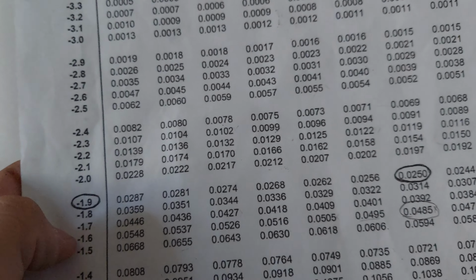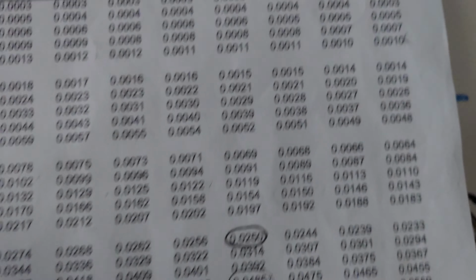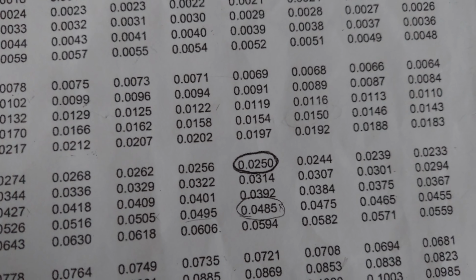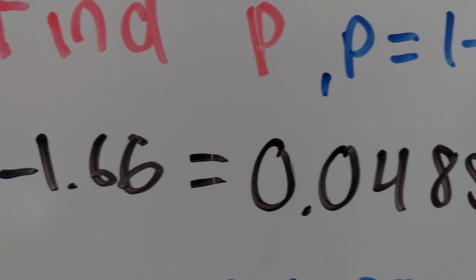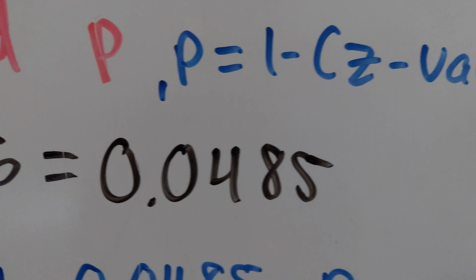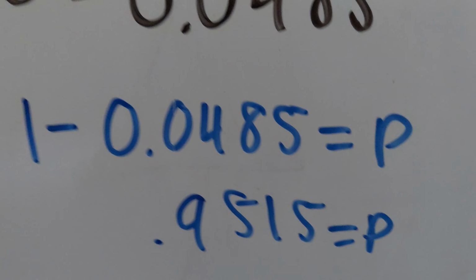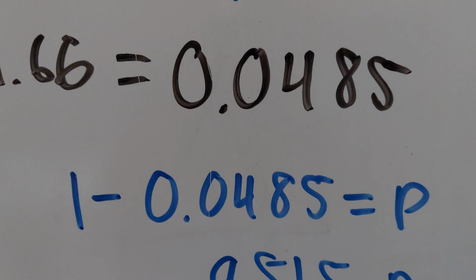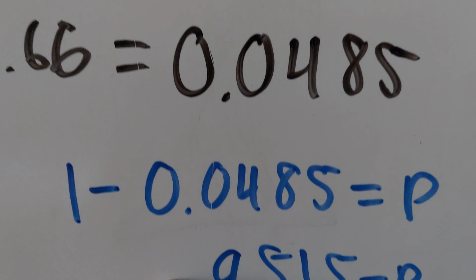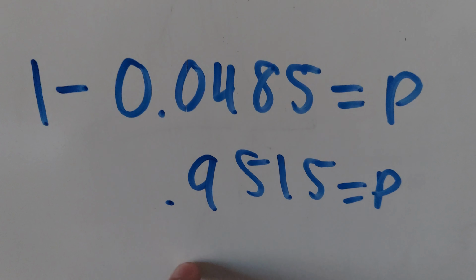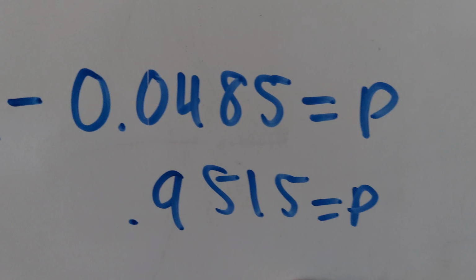And negative 1.66, there it is, circled, 0.0485, which is going to be our Z value. So we're going to plug that in there, and we get 1 minus 0.0485 equals P. With that done, our new P is going to be 0.9515.